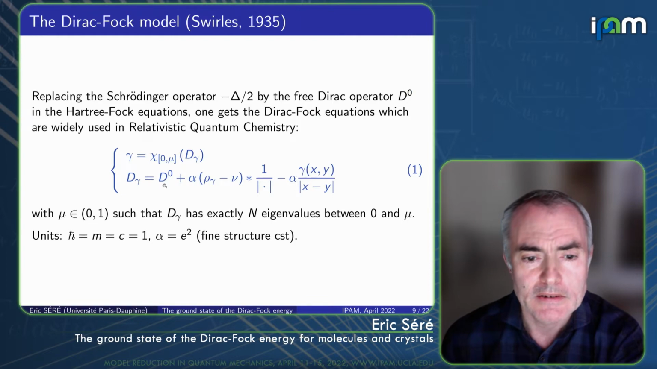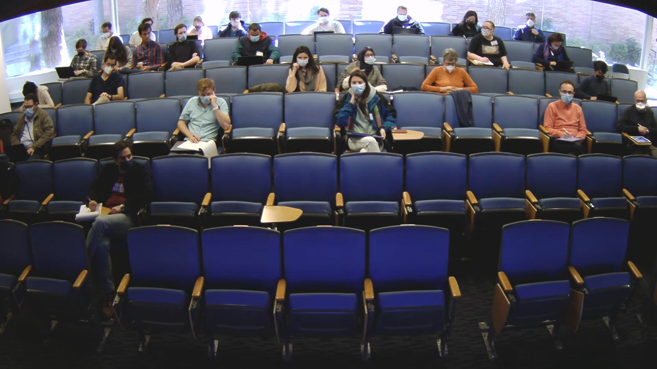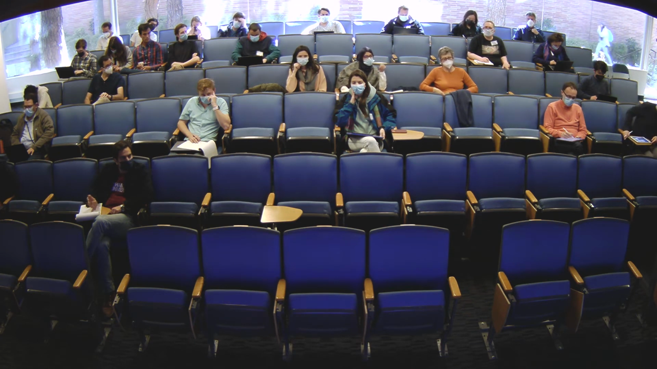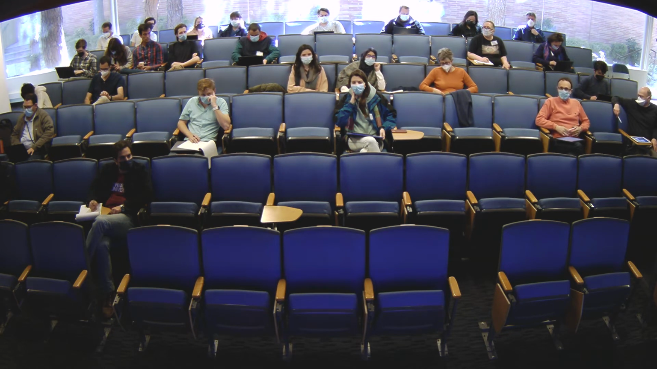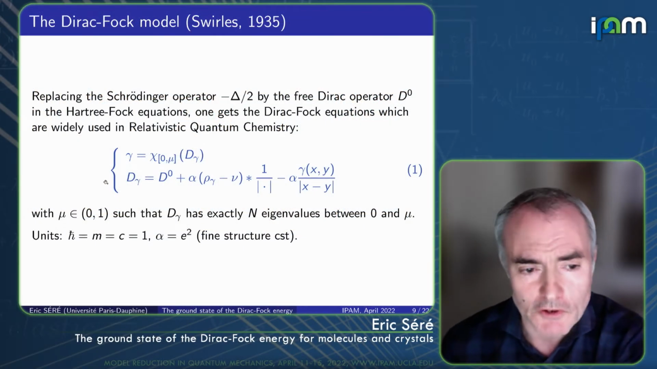May I ask another question? Is it equivalent to taking Slater determinants, injecting them in the energy, and looking at this equation as the Euler-Lagrange equation? Yes, it's the next slide. You are completely right. There is an energy hidden here.